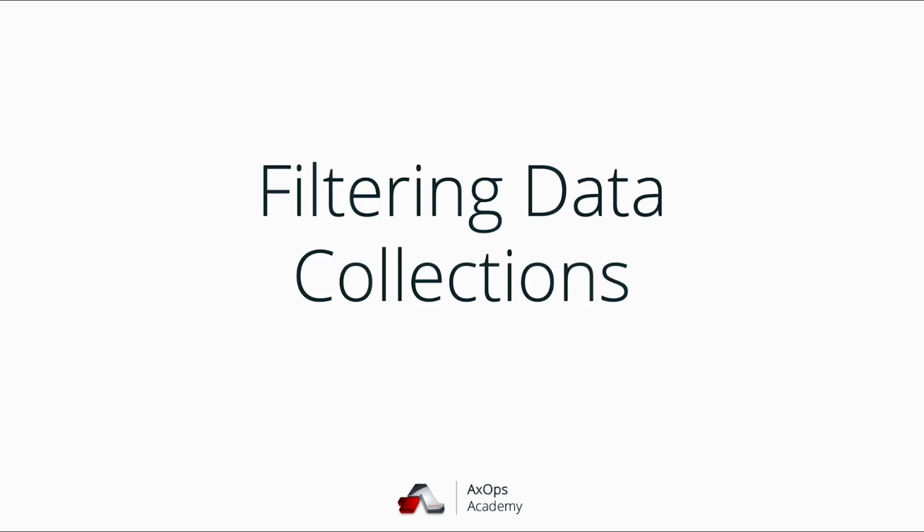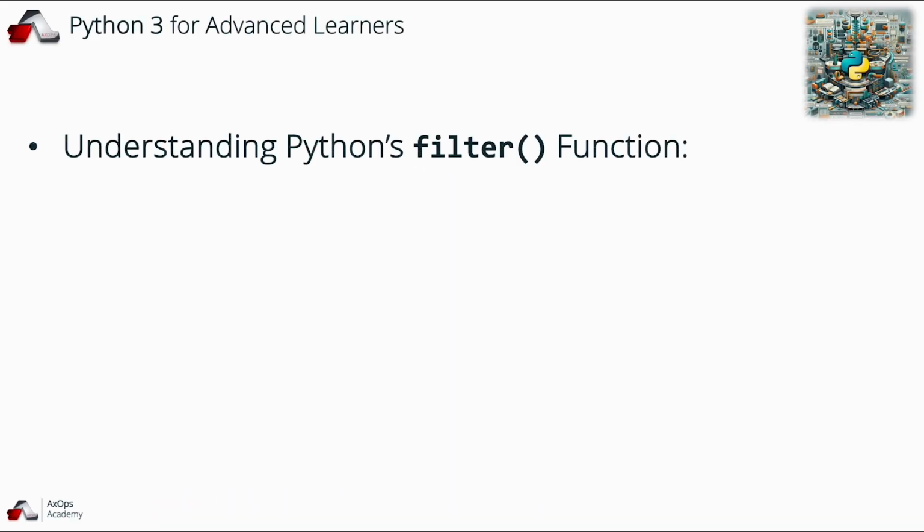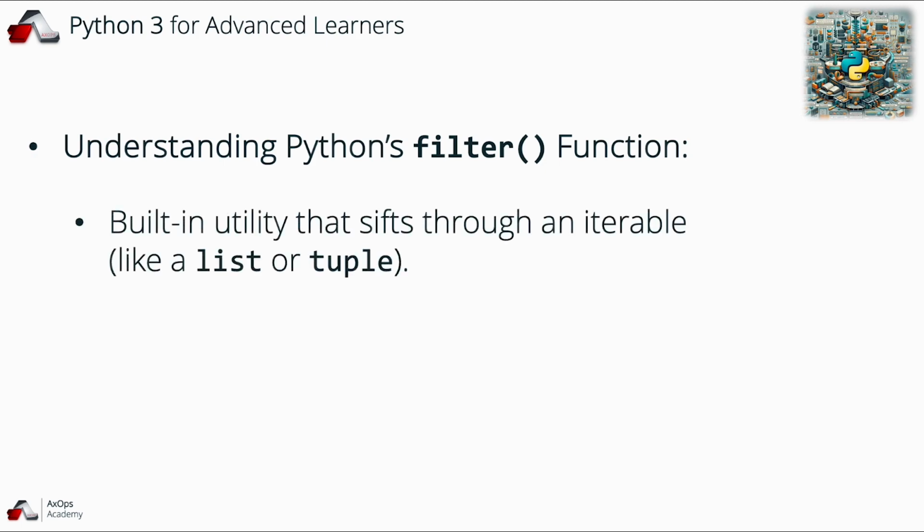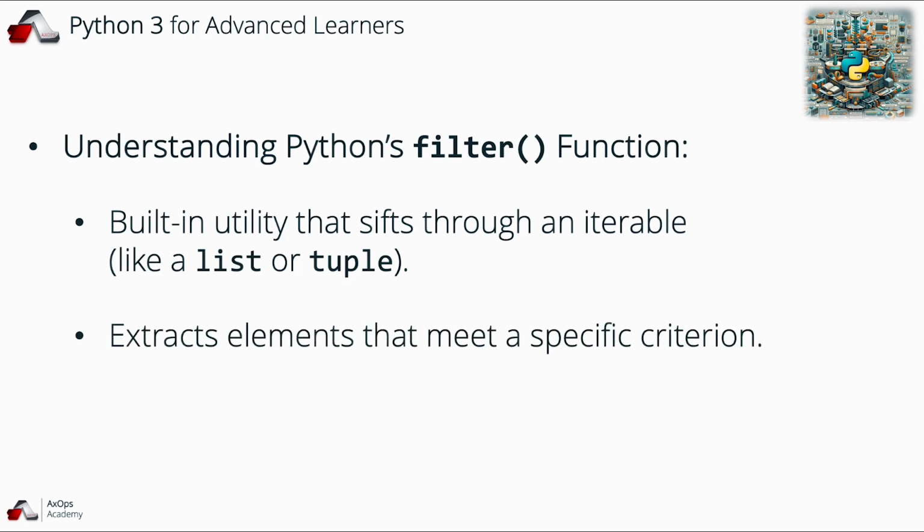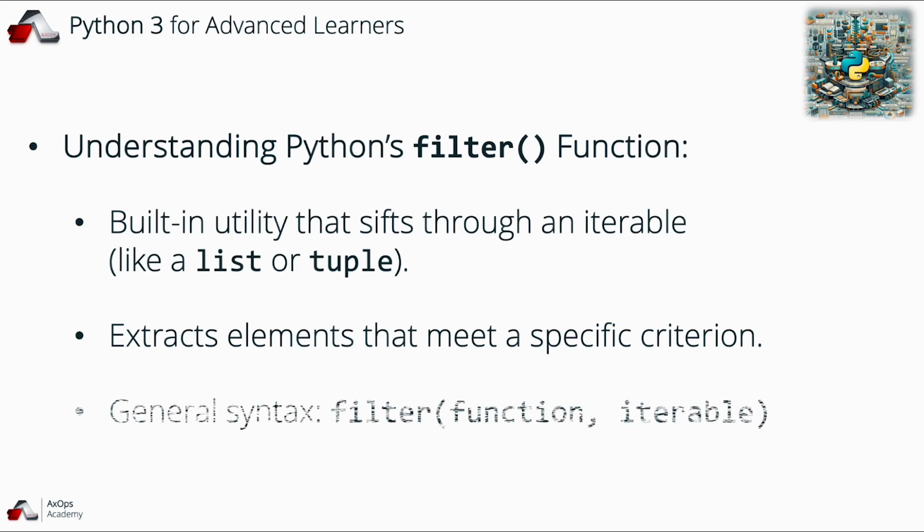In this lecture, we'll delve into the practical utility of Python's filter function in extracting information of interest from iterables. Let's first understand what the filter function is. The filter function in Python is a built-in utility that sifts through an iterable, like a list or a tuple, and extracts elements that meet a specific criterion. This criterion is defined by a function that returns either true or false for each element in the iterable.